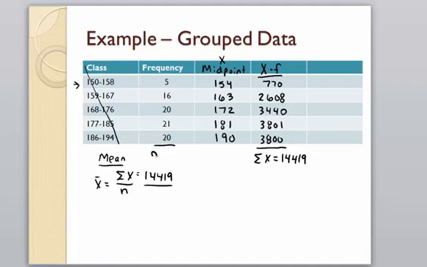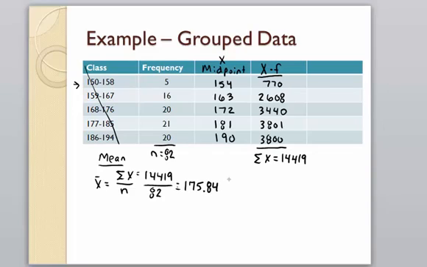The n value will be the sum of the frequency. That tells me how many values I have. So I'm going to add up 5 and 16 and 20 and 21 and 20, which is a total of 82 numbers. That number will go on the bottom. For our mean, we'll be dividing 14,419 by 82 and rounding to 2 decimal places. So we're looking at 175.84 for our mean.